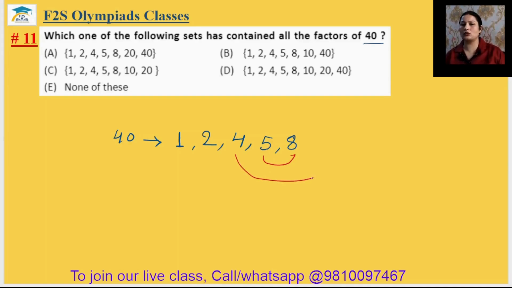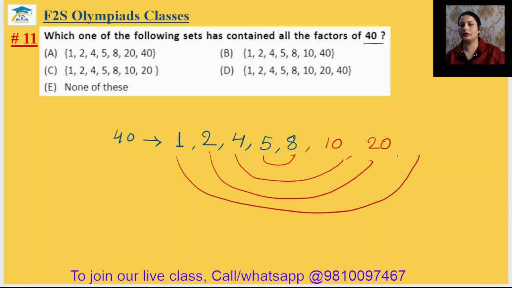Now just make the pairs using the rainbow method. We can find the next factors. So 5 eights are 40. Now 4 tens are 40. Now 2 twenties are 40 and 1 forty is 40. Okay. So the factors are 1, 2, 4, 5, 8, 10, 20, 40. All the factors are available in option D. The 11th answer is option D.